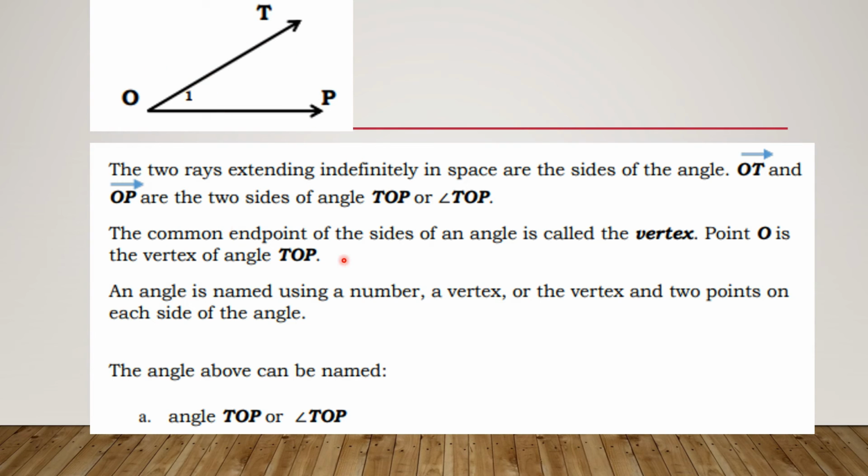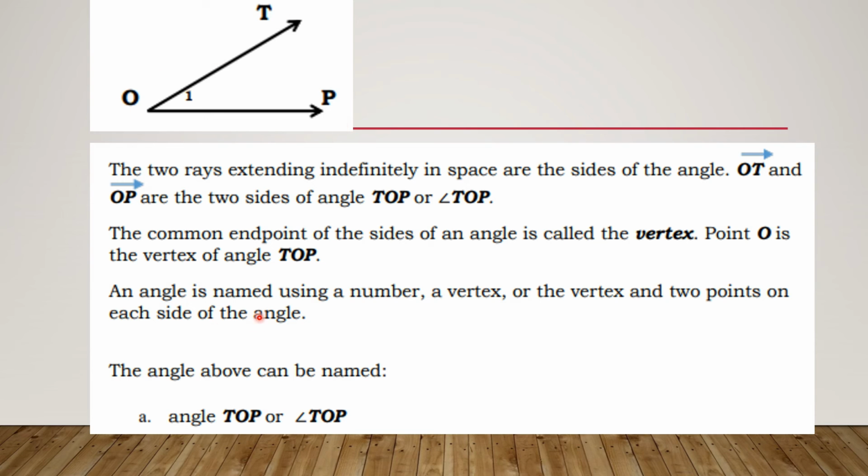So the common endpoint of the sides of an angle is called the vertex. Ang common endpoint nila, ang tawag pala nito is vertex. So dalawang endpoint ng ating ray na form sa angle, vertex ang tawag nito. Point O is the vertex of angle TOP. So itong point O na to is the vertex of angle TOP.